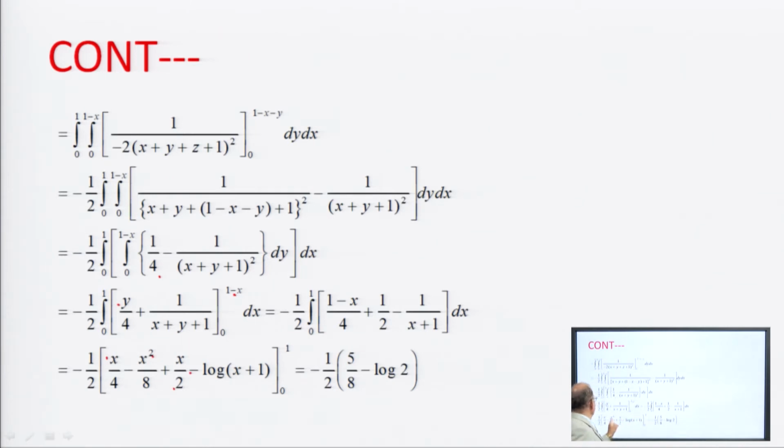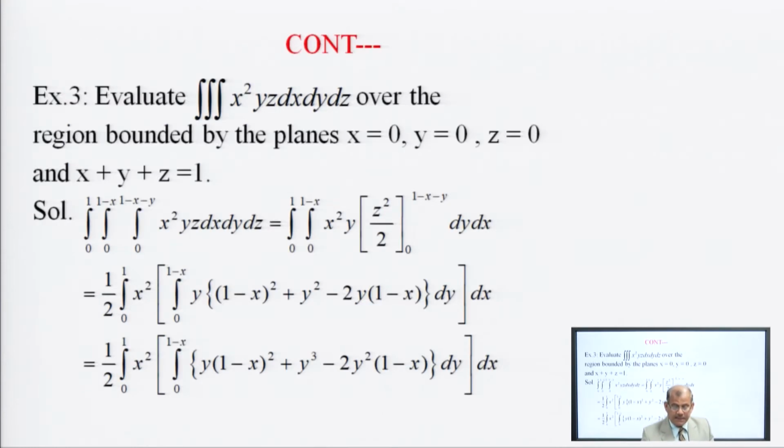If we put lower limit 0, it vanishes, and log 1 is again 0. After simplifying we get the integral as 5 by 8 minus log 2. It will be the solution of the given triple integral.